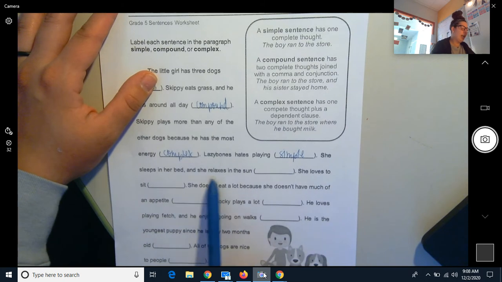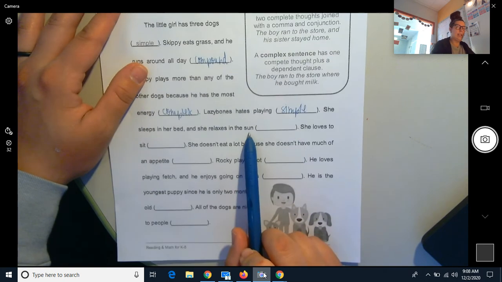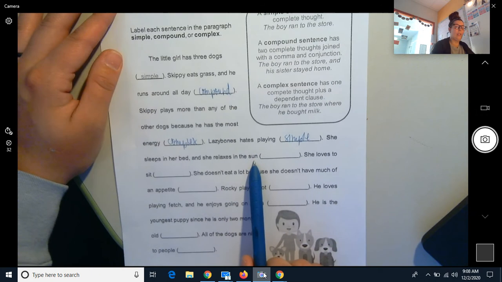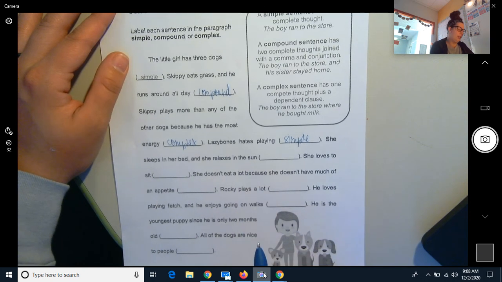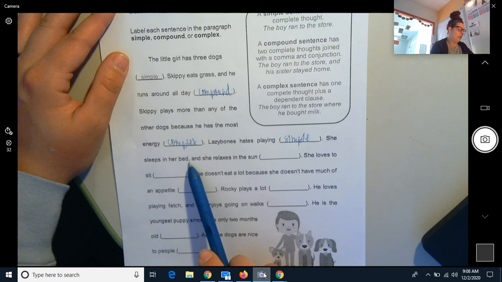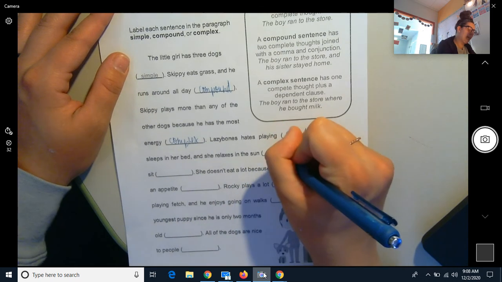She sleeps in her bed and she relaxes in the sun. So we need to decide if that's simple, compound, or complex. If you would like to answer, put a G in the chat for me, please. Aiden Ash, go ahead. Compound. And how do you know it's compound? What gives it away? Because of the comma and the and. Good job. Compound.